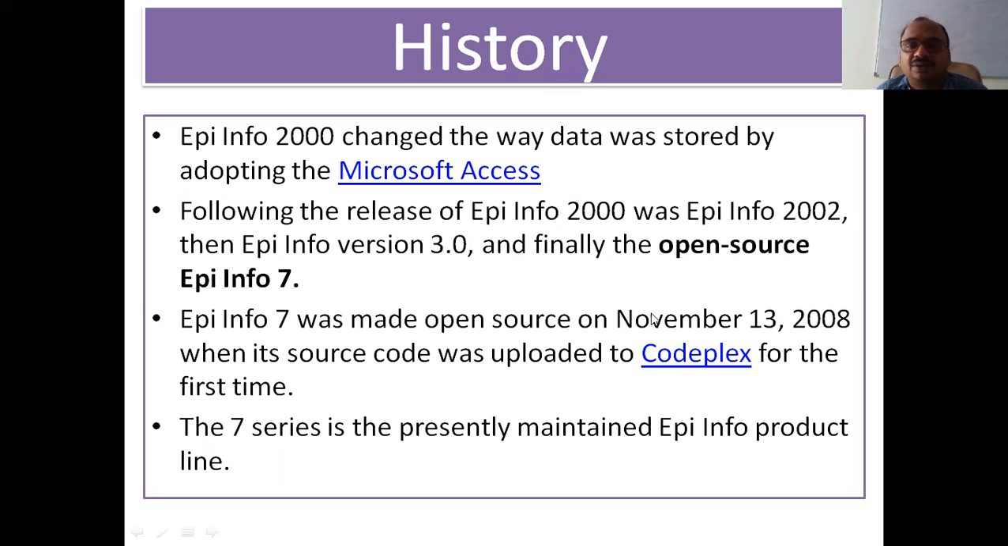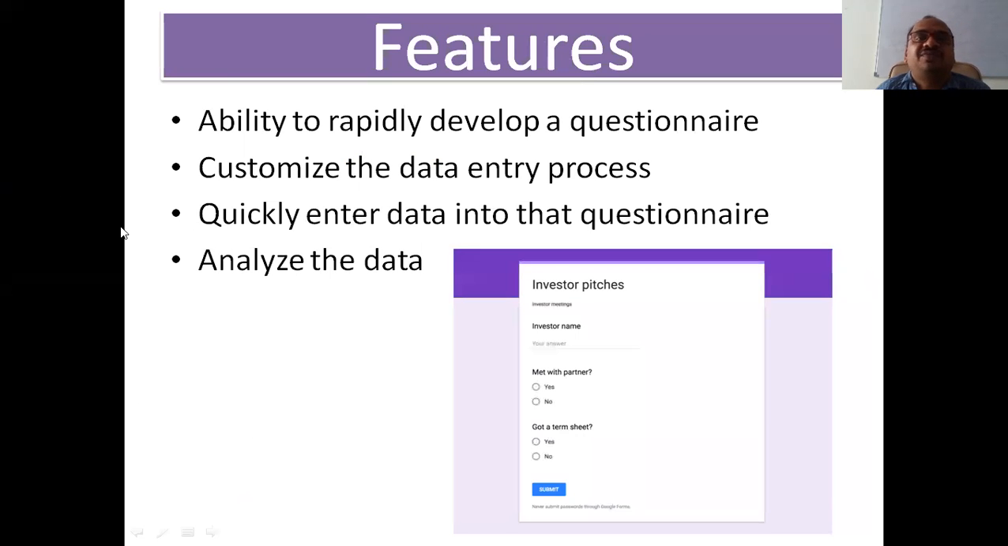Okay, and these are some points. The 7th series is the presently maintained Epi Info product line. These are the features. We will see what the important features are. Ability to rapidly develop a questionnaire. You want to give questions to corona patients: why you got it, how you got it, how many times you went outside, are you wearing the mask or not, are you using the sanitizer or not, how many times per day you use sanitizer. Like that, if you want to develop a questionnaire, you can develop it rapidly, just like a Google form.